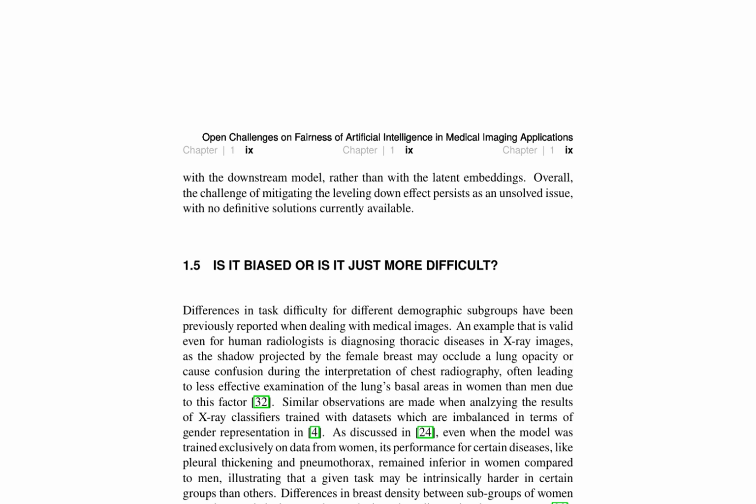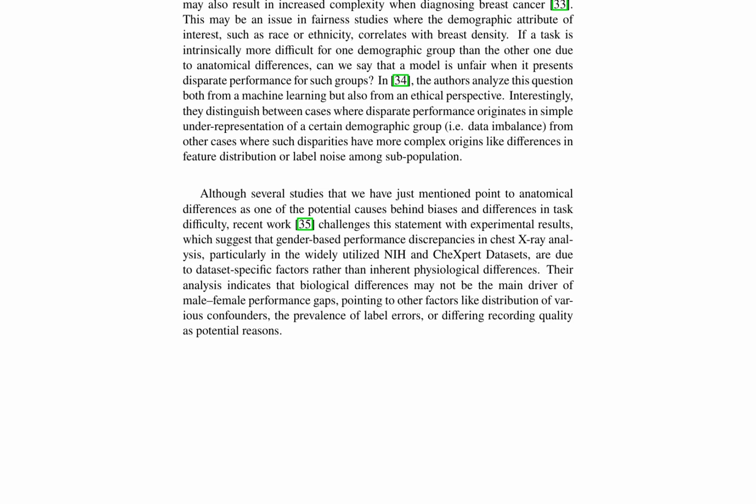Differences in breast density between subgroups of women may also increase complexity when diagnosing breast cancer. This poses a challenge in fairness studies where the demographic attribute of interest, such as race or ethnicity, correlates with breast density. The question arises whether a model is unfair when it presents disparate performance for demographic groups due to anatomical differences. Research distinguishes between cases where disparate performance originates from simple underrepresentation of a demographic group and cases where such disparities have more complex origins like differences in feature distribution or label noise among subpopulations.